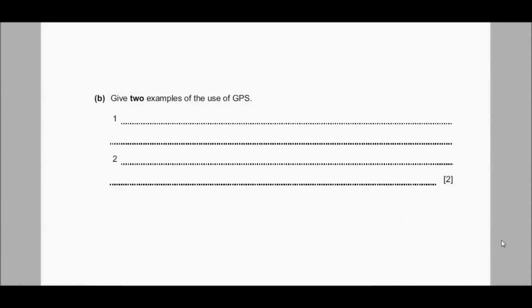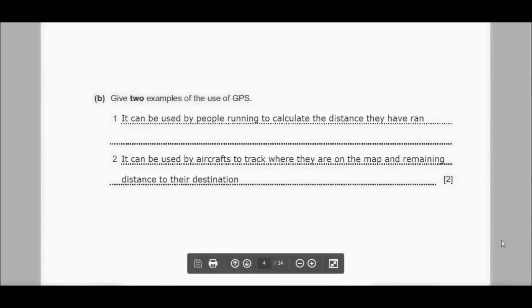Okay, so part B, give 2 examples of uses of GPS. It's quite an easy one, so pause the video. Okay, this is an easy question to answer because GPS has many uses. So the 2 that I could think of straight away was that it can be used by people running to calculate the distance that they have run, or to calculate the distance that they've got left to run. And the other point was that it can be used by aircrafts to track where they are on the map and to check how much distance they've covered, or how much distance that they've got left to reach their destination.